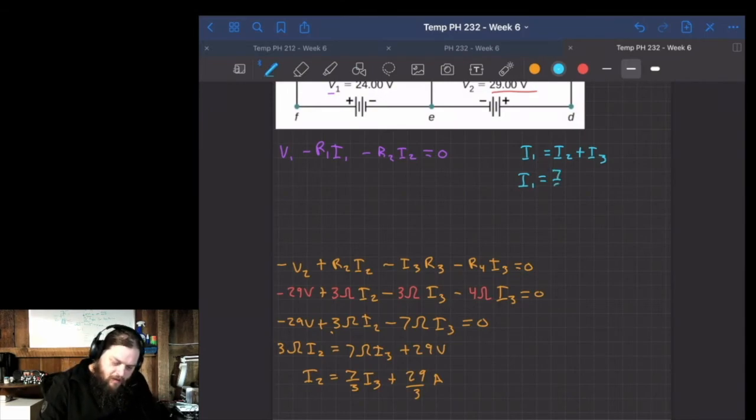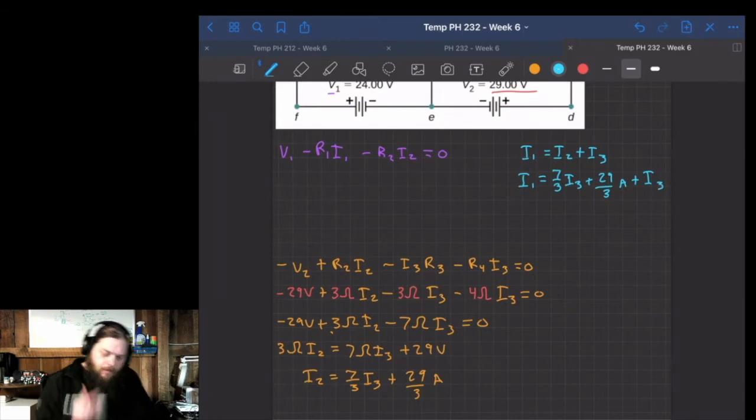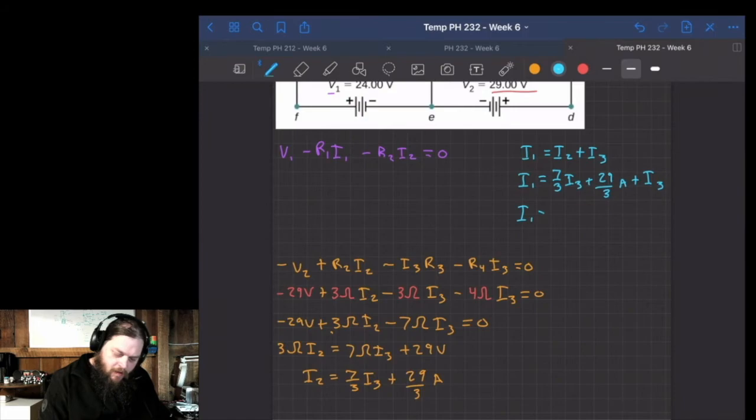So that's 7/3 I3 plus 29 over 3 amps plus I3. And then I can combine the like terms of the two I3s. So I1 is going to equal, in this case, it's really just I3 is like 3 over 3. So we can combine those terms with common denominators. So that's 10 over 3 I3 plus 29 over 3 amps.